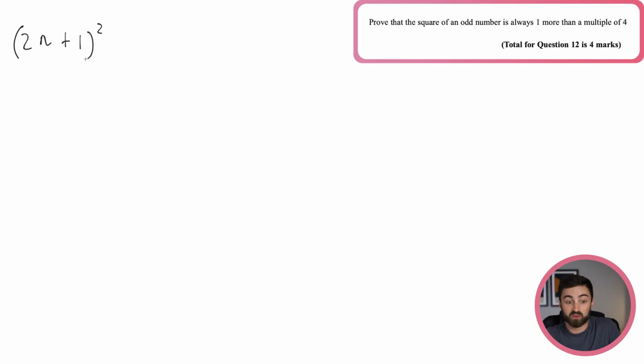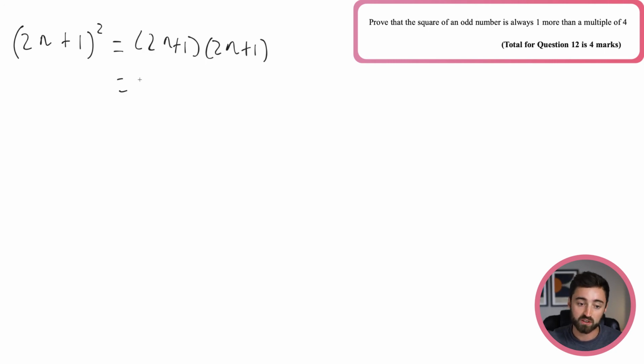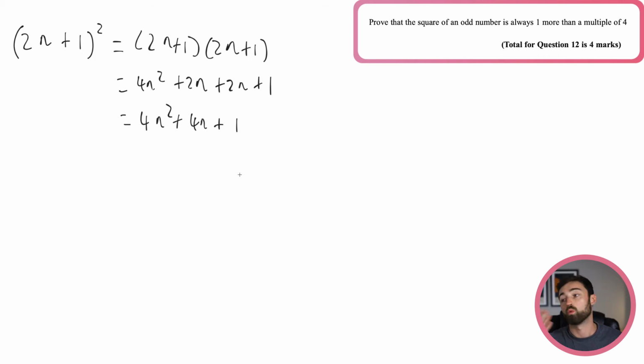So the algebra that we're going to have to do now is multiply out these brackets. If I have 2n plus 1, 2n plus 1, let's see what we get. 2n times 2n is 4n squared. 2n times 1 is 2n. 1 times 2n is 2n. 1 times 1 is 1. Let's simplify this. This is going to be 4n squared plus 4n plus 1.